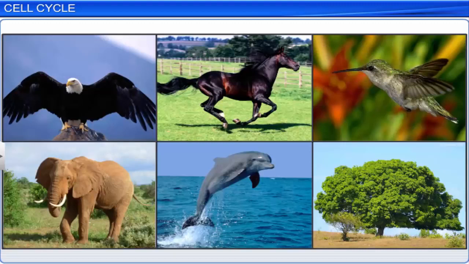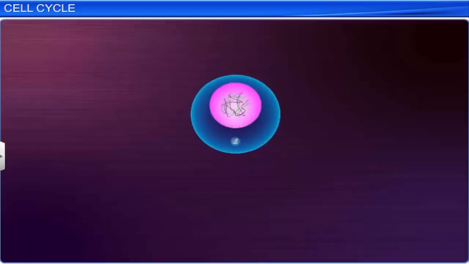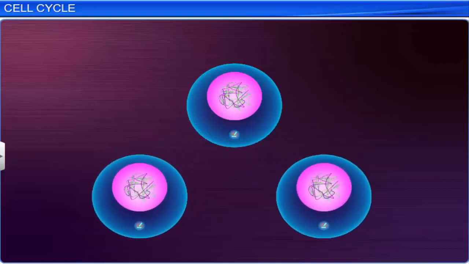All organisms, even the largest, begin life from a single cell. The cell then grows by dividing into two, wherein each parent cell forms two daughter cells, which mature and further divide to form new cells. The process of cell division is vital to all living organisms.